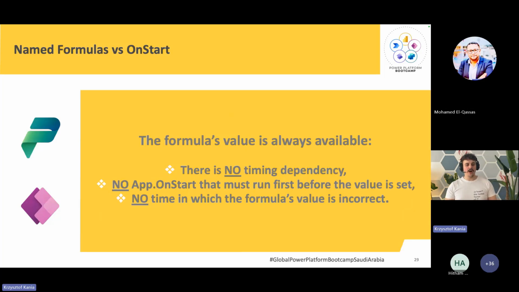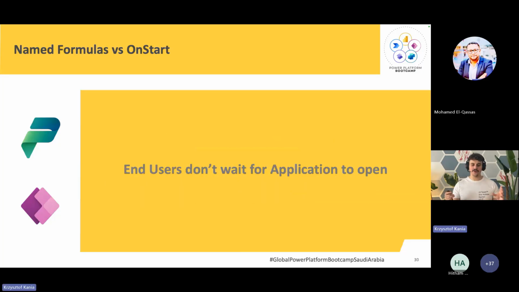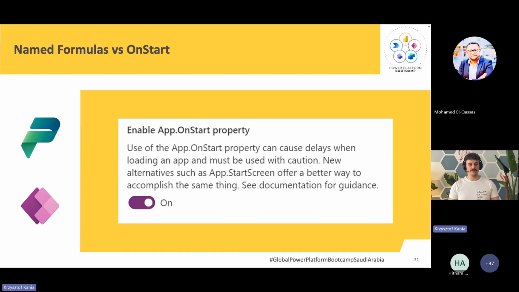So why is this OnStart not great? And what is the comparison with named formulas? The formula value is always available, so there is no timing dependency. In OnStart, if you put global variables, those variables have to come alive one after another, right? With named formulas, no application OnStart must run to get that value definition, to get that formula value to be alive. So there is no time when the formula is incorrect. It's just independent. So our users do not wait for the application to open, which simplifies the whole experience, right?